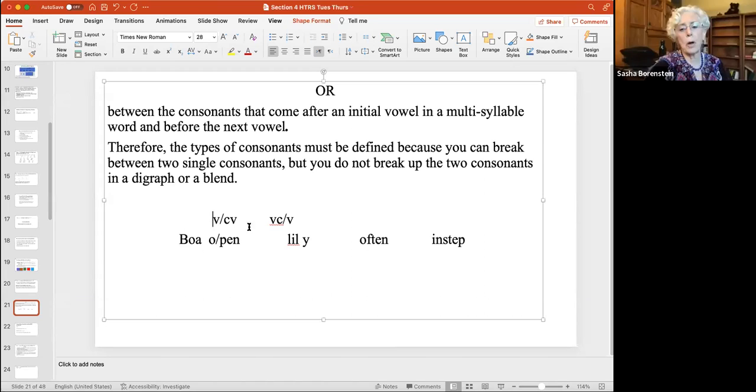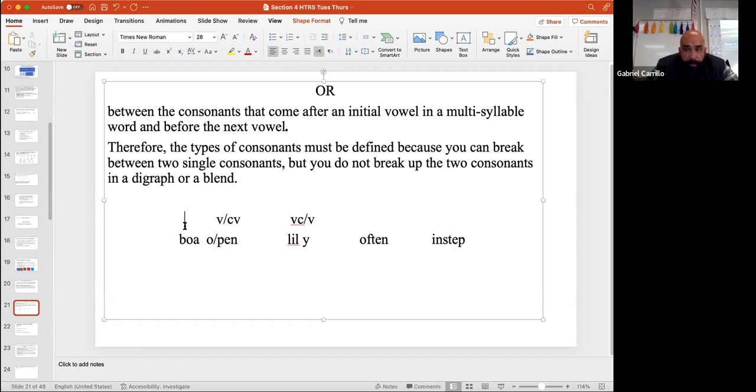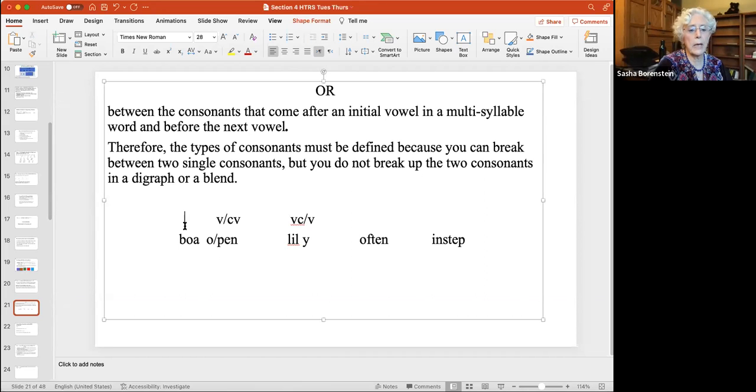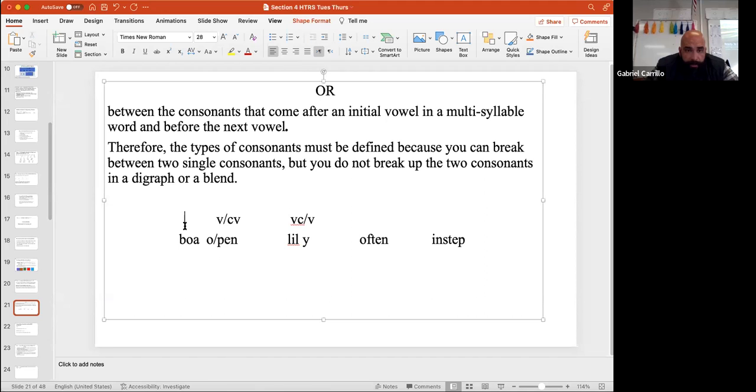Because I want to show you all of the syllable boundary patterns for open and closed. So on this one, BOA, let's see. Gabriel, what's my vowel pattern starting with the first vowel? In BOA. I'm actually not sure what you mean.